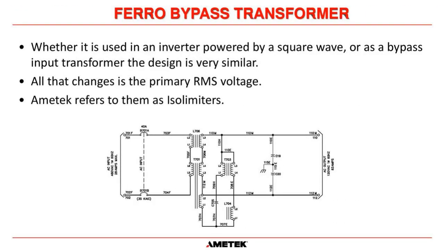Whether it's driven by an inverter with a square wave or a sine wave, the ferroresonant transformer doesn't really care too much what the input voltage waveform is, but it's got filters on the output and will provide a clean regulated output voltage. So really the ferro doesn't care what you put into it for the most part. It cleans it up. RMS voltage is what's important. When we use a ferroresonant regulating transformer for a bypass source, we refer to those as isolimiters.